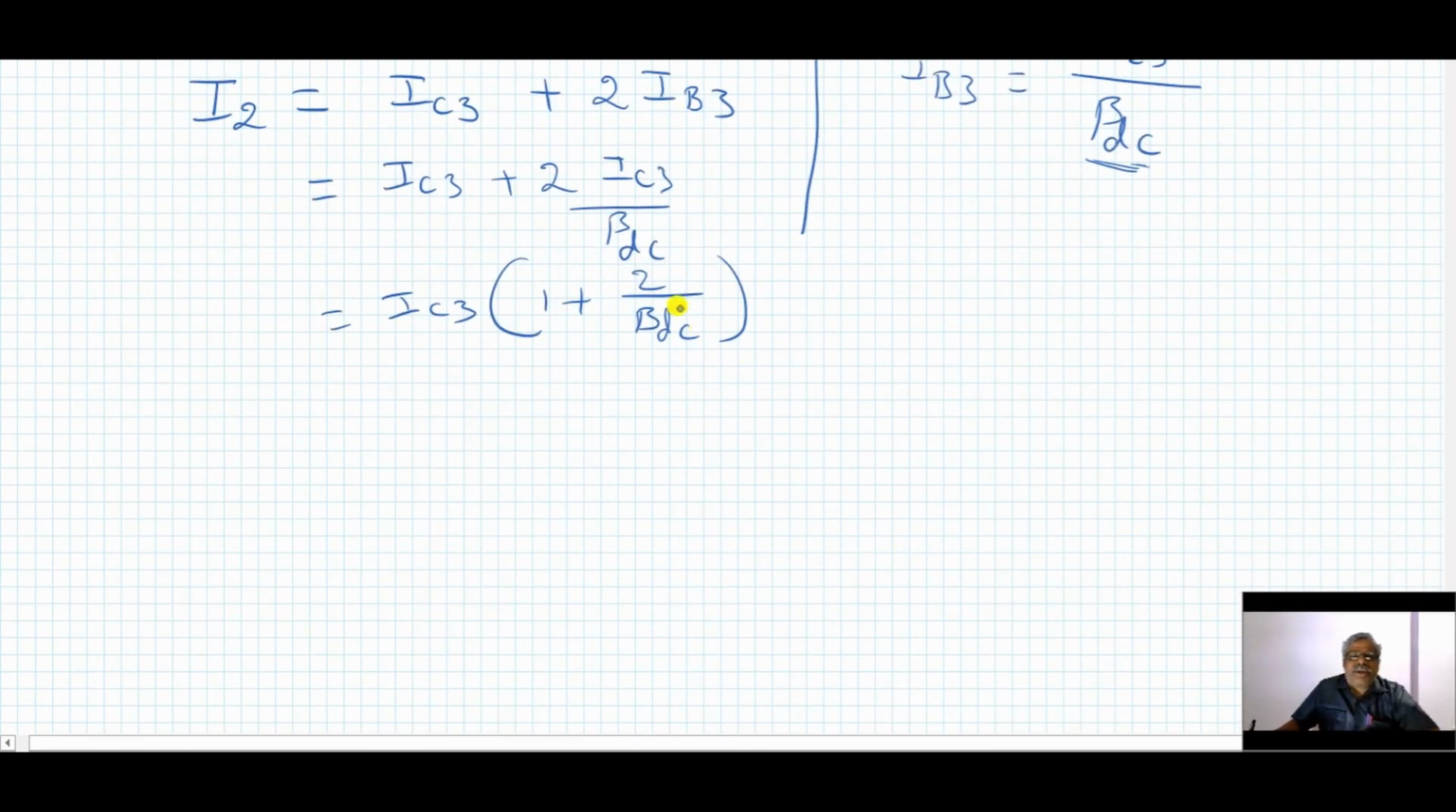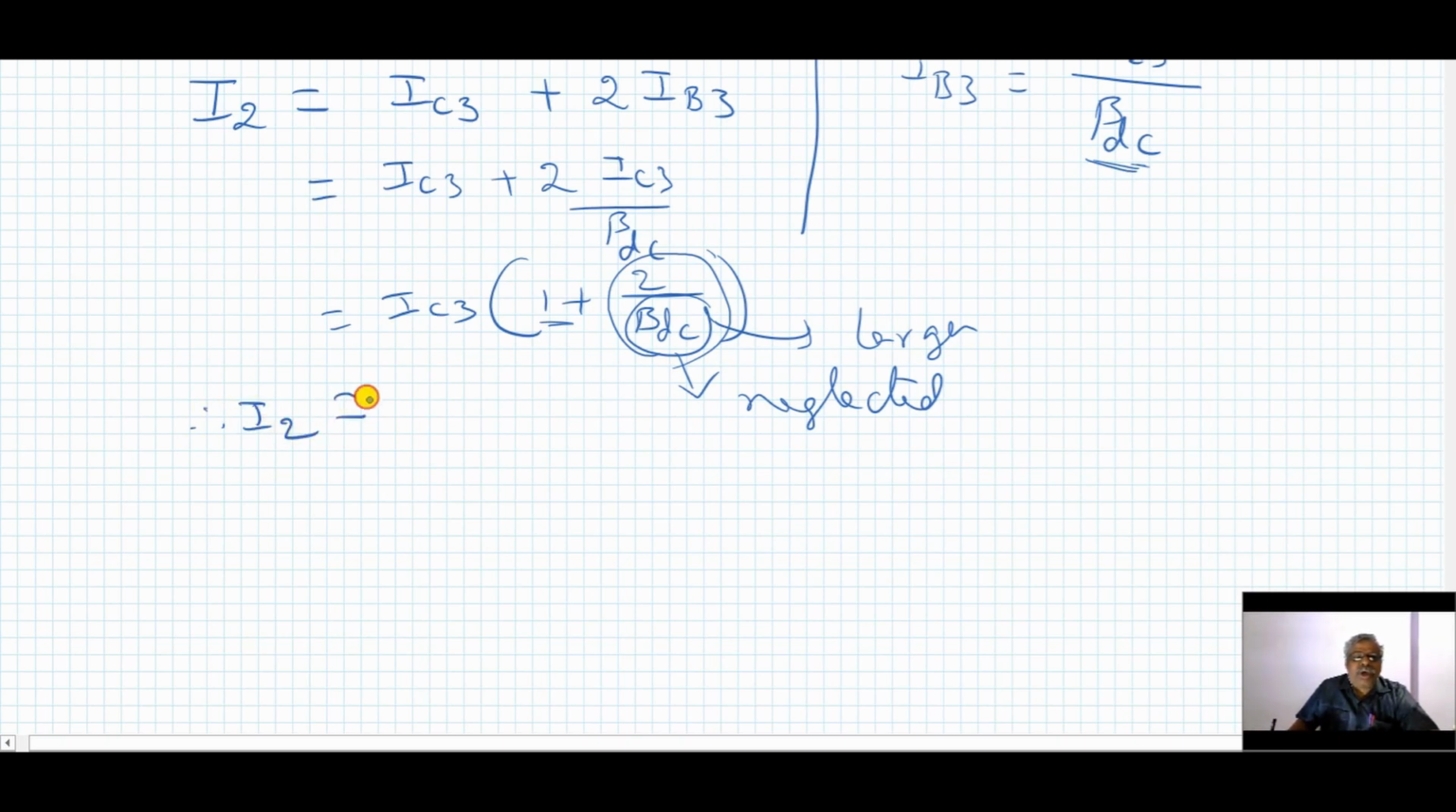Okay, but what is the value of this beta DC? Large. Because beta DC is large, 2 by beta DC will be much smaller in comparison with 1. So this component can be neglected because it is very small. Therefore I2 is almost equal to IC3.